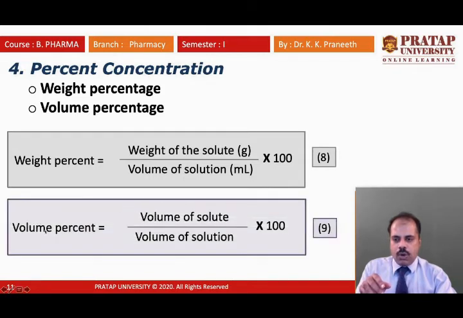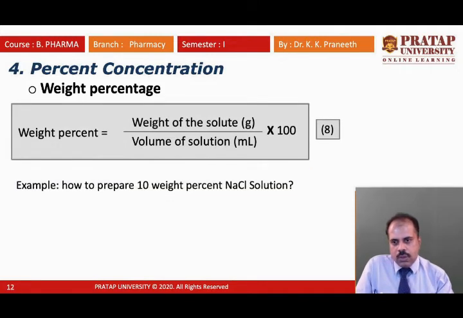So the volume percentage is the second formula: the volume of the solute divided by the volume of the solution. So how much volume of the solute, divided by the volume of the total solution, multiplied by 100. So let's see an example.